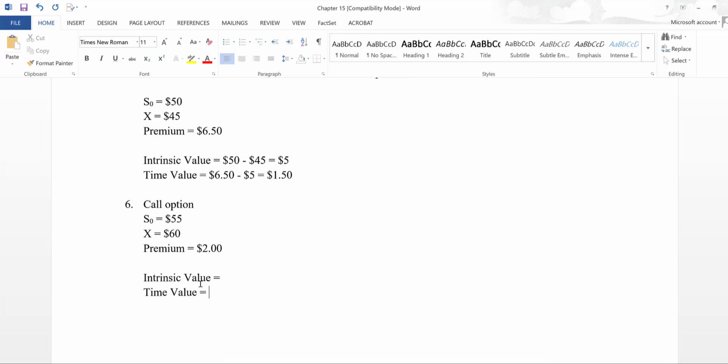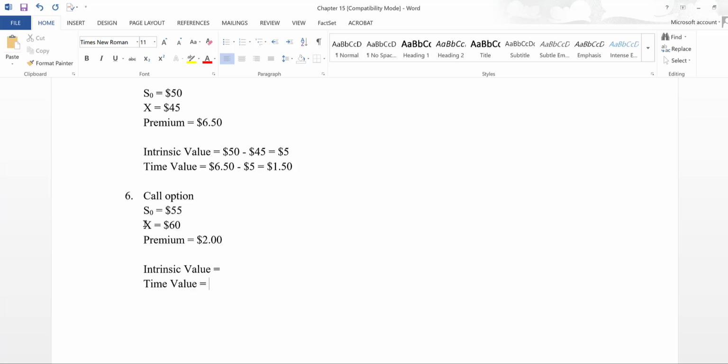So the buyer of this call option has the right to buy at 60, and if you were to exercise it, the buyer would be buying at 60 and selling at 55. That would not make sense, right? So this option is out of the money, and as soon as you determine that the option is out of the money, immediately you can put the intrinsic value down as 0.